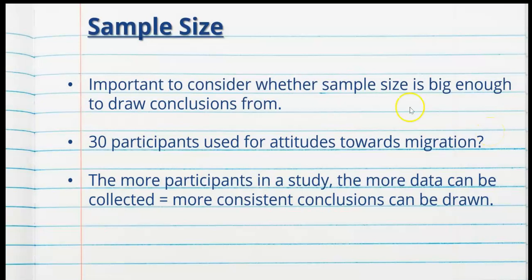So speaking of sample size, it's important to consider whether the sample size is big enough to draw conclusions from. So if I only use 30 participants for attitudes towards migration in society, that is nowhere near enough to represent the population in question. I would need to repeat it several times with several more participants, so thousands of participants in order for it to be representative. So the more participants in a study, the more data can be collected and therefore the more consistent conclusions can be drawn that it is representative of that population. So we always want big sample sizes in psychology, always.